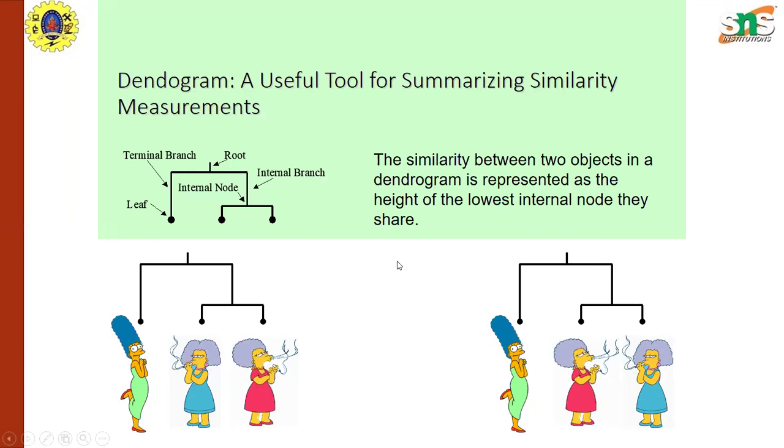Then the dendrogram is a kind of tool which is useful for summarizing the similarity measures. This is used in hierarchical clustering. The root will be there, then the terminal branches will be used to connect the leaf nodes in the hierarchical structure. If two nodes are connected, then the internal nodes will be connected with the internal branches, which then get connected with the terminal branches. The similarity between two objects in a dendrogram is represented as the height of the lowest internal node they share.